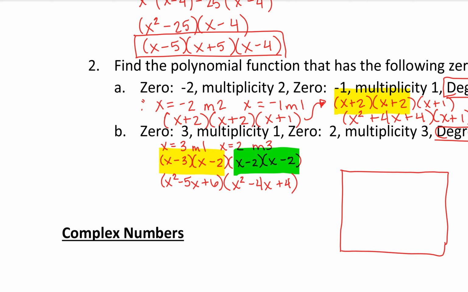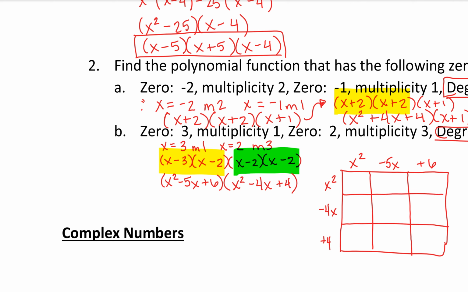It doesn't matter which one goes where, so you're going to put x squared minus 5x positive 6. Draw my lines for that guy. And then I have my x squared negative 4x positive 4. Again, draw my lines. Now I can keep track of everything, and I should be able to add diagonally.